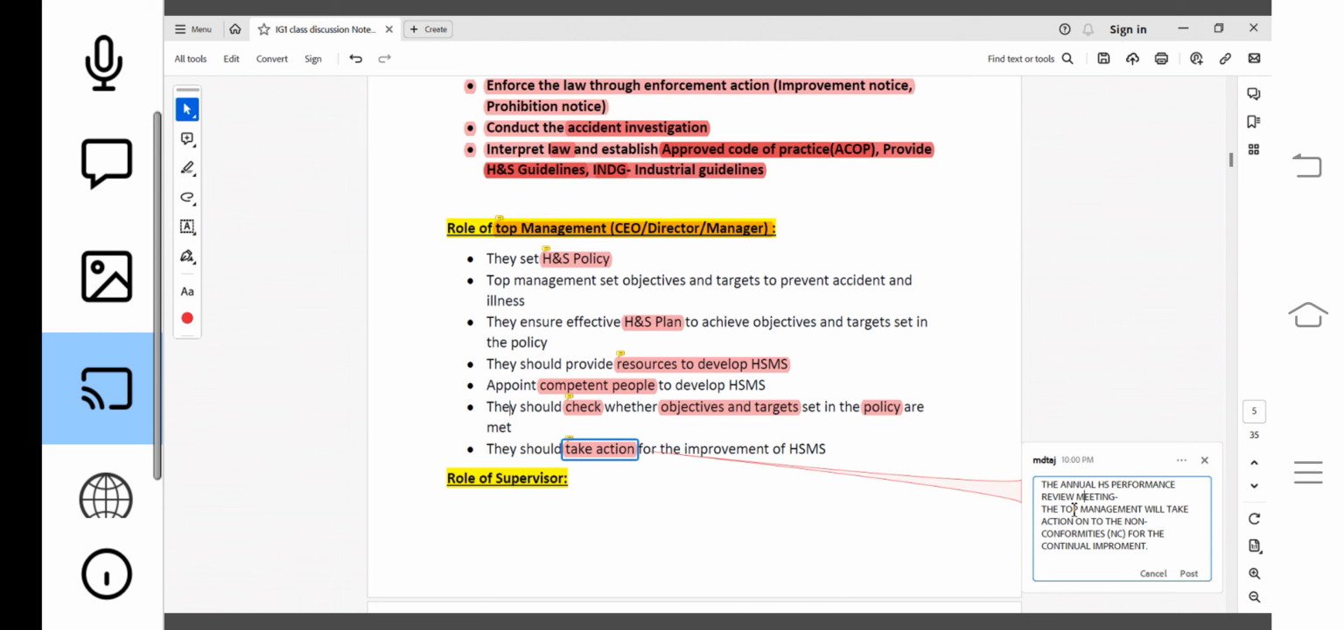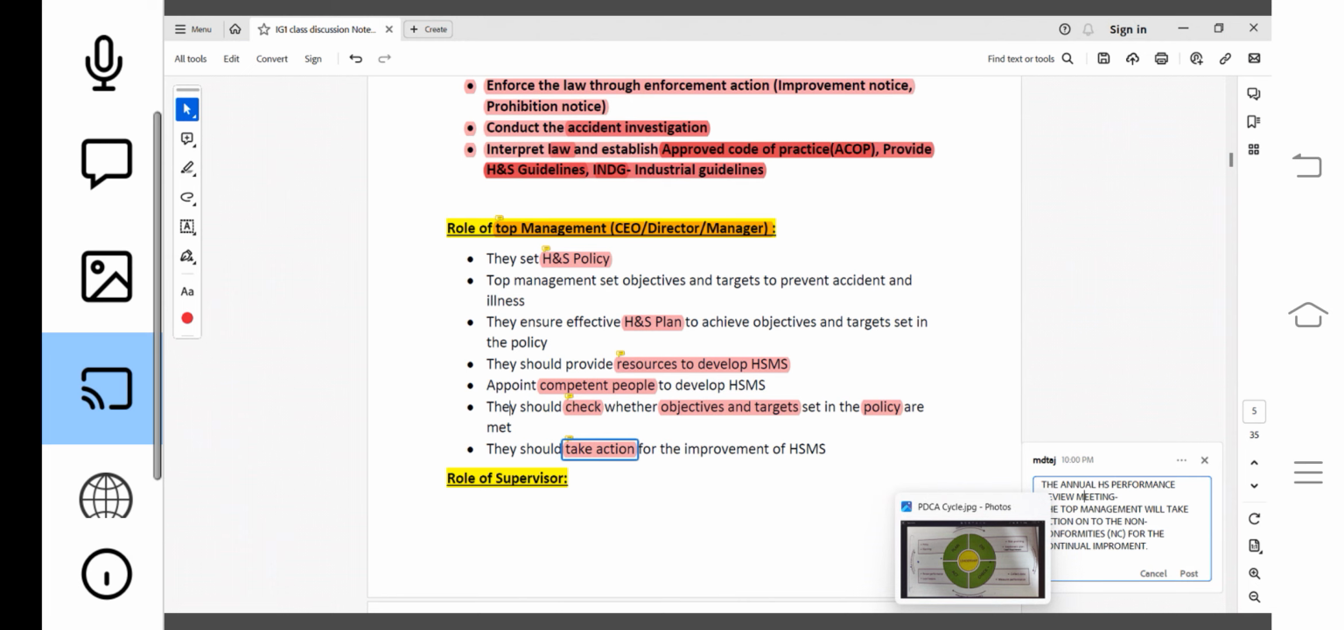And with the audit report, top management will take action. Action meaning they will take some corrective action, preventive action to improve the performance of the health and safety management system continuously, meaning continual improvement. Tomorrow when we see the continual improvement, we will have a better understanding of that.